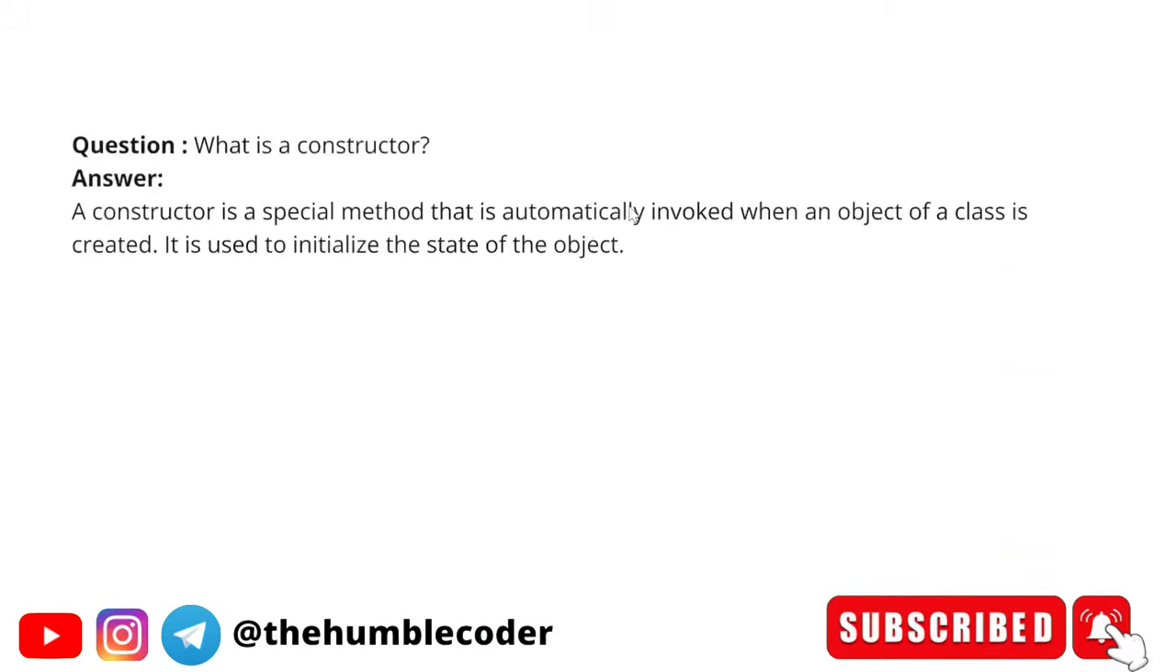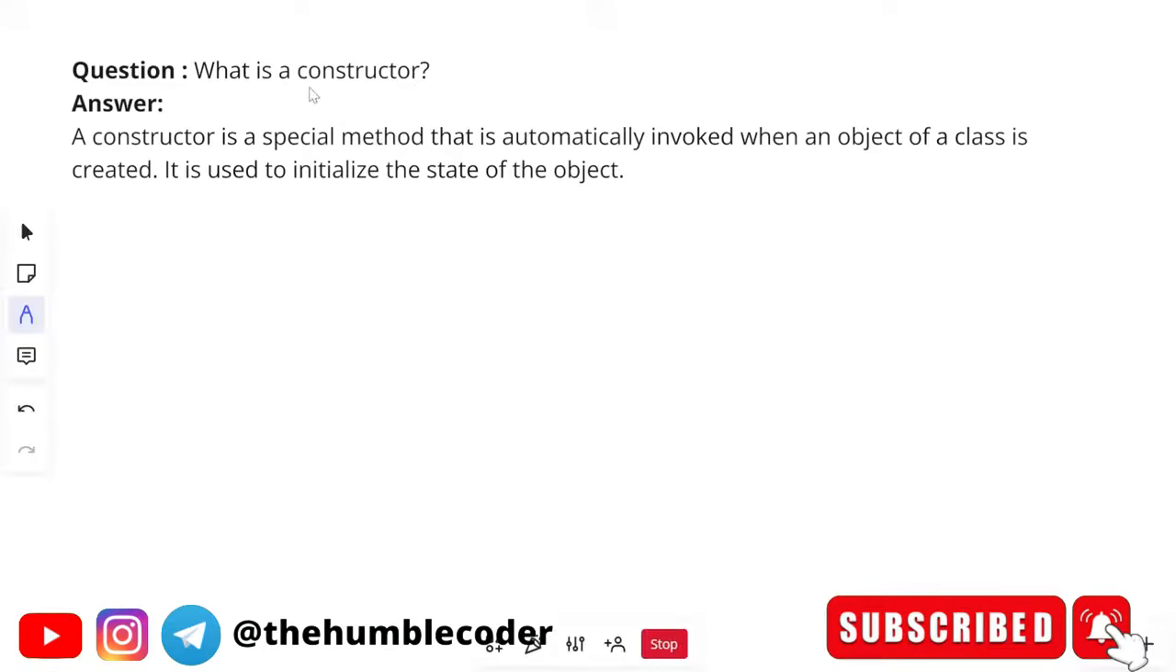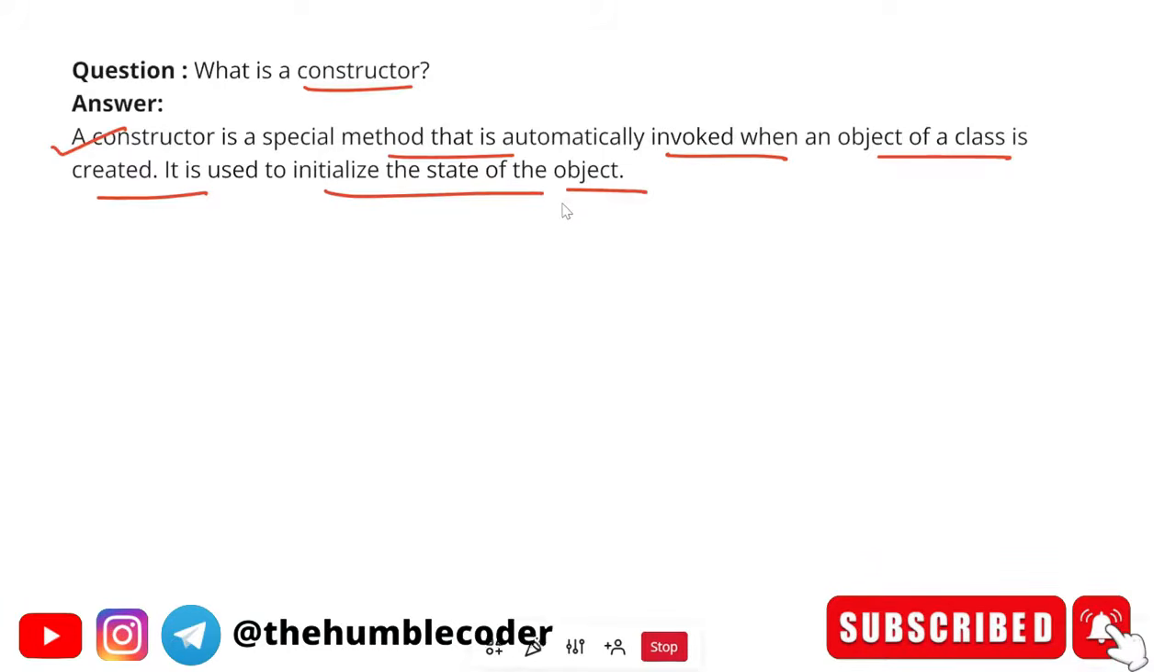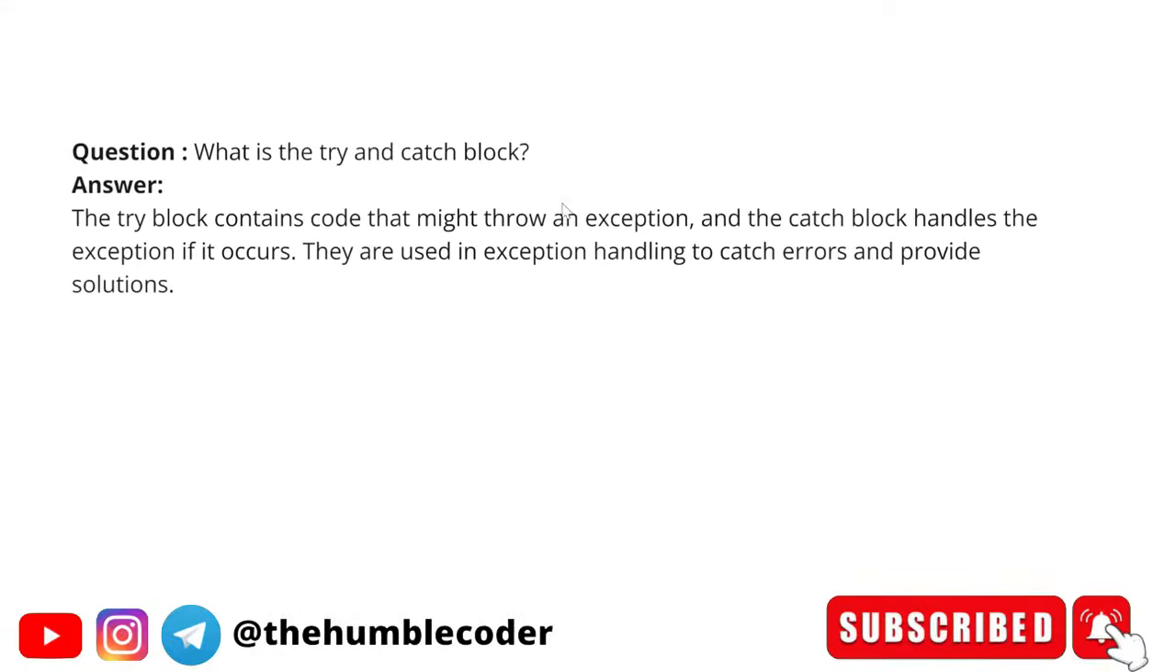Okay, let's now move on to the next question. What is a constructor? Again, a question from OOPS. A constructor is a special method that is automatically invoked when an object of a class is created. It is used to initialize the state of an object. As we all know, it is automatically invoked when the object of the class is created, and it has the same name as the class, right? Let's now move on to the next question.